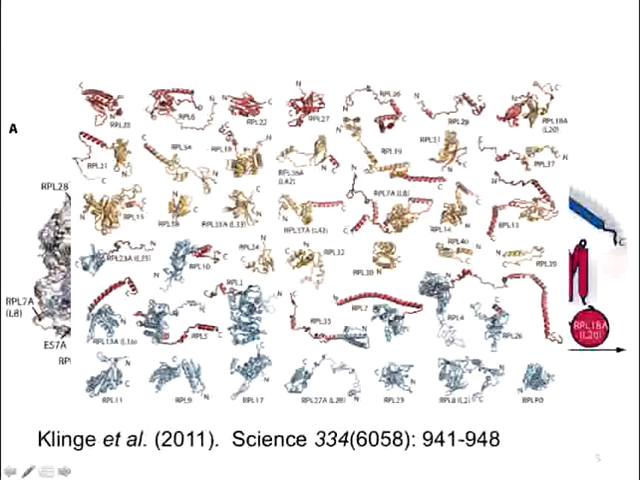Here we can see sort of a rogues' gallery of all the different types of proteins that are involved, and we know they are proteins because they've got alpha helix structures and beta pleated sheets in these structures.